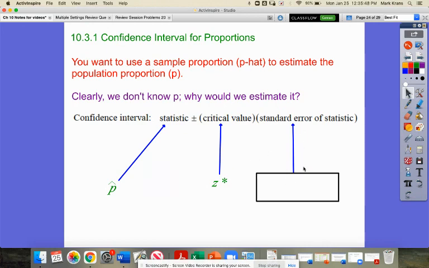Then times the standard error of the statistic, and this is the square root of pq over n, but we don't know p, so we use p hat and q hat over n. That's my standard error. And so we'll do this: plus or minus z star times that. That's going to be the formula that we get to use.